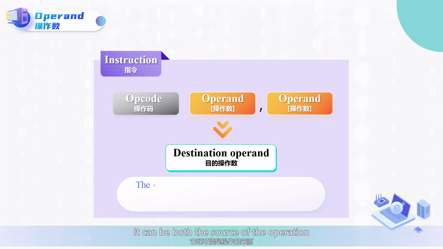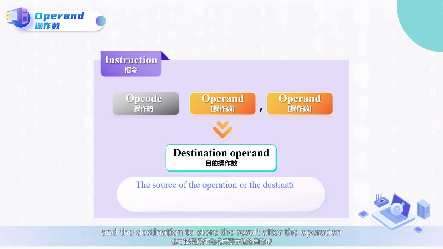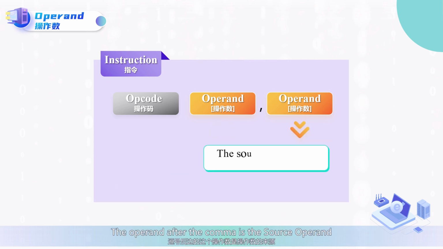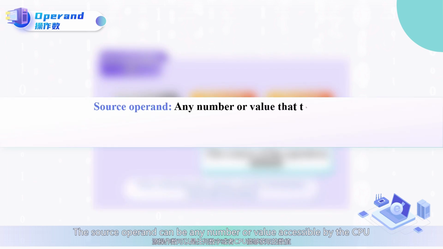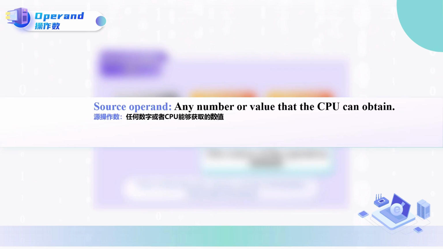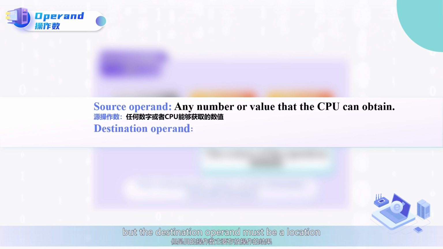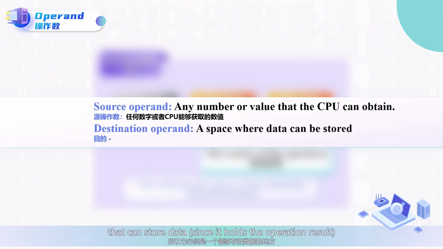It can be both the source of the operation and the destination to store the result after the operation. The operand after the comma is the source operand. It only represents the source of the operand, not the destination. The source operand can be any number or value accessible by the CPU. But the destination operand must be a location that can store data since it holds the operation result, or it cannot be used as a destination operand.